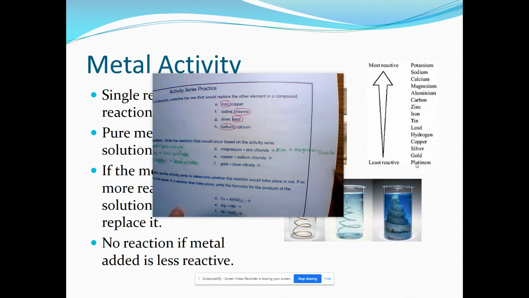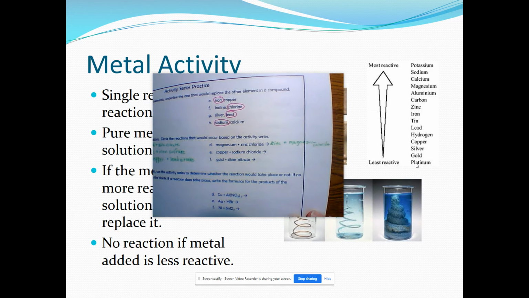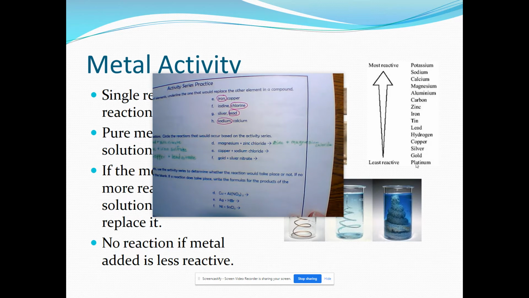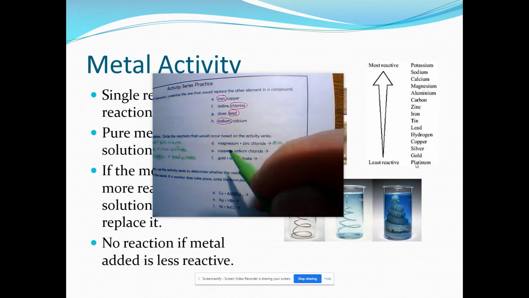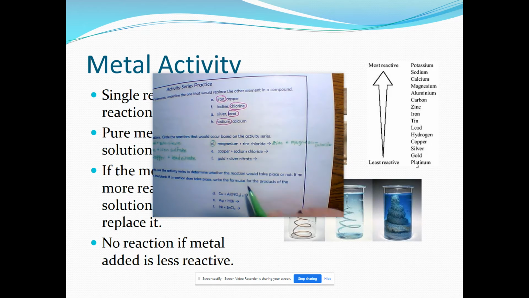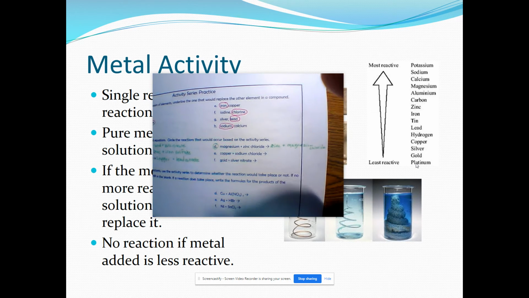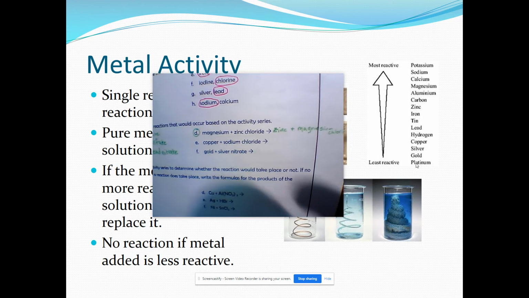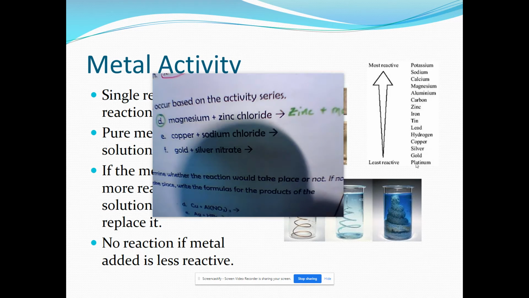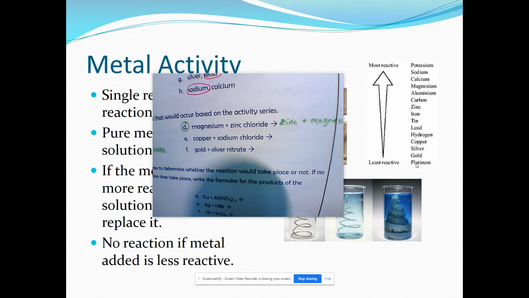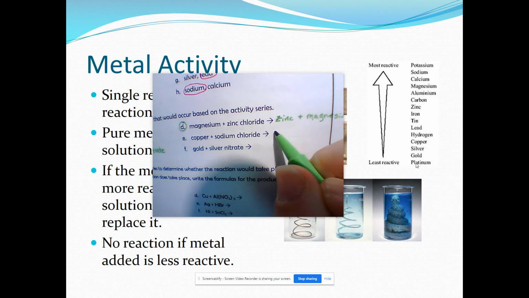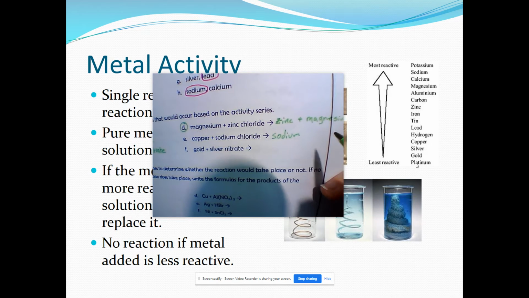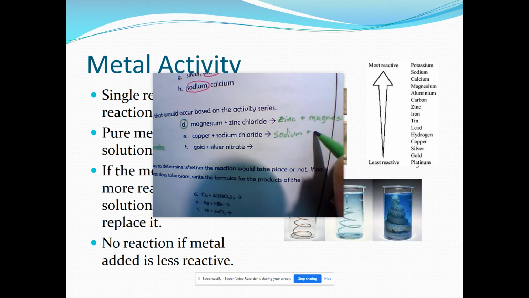So if we look, we see that magnesium is above zinc. So yes, this will react because magnesium is more reactive than zinc is. Okay, next, copper and sodium chloride. So we'd end up with sodium and copper chloride.